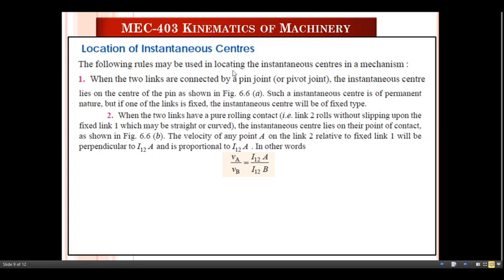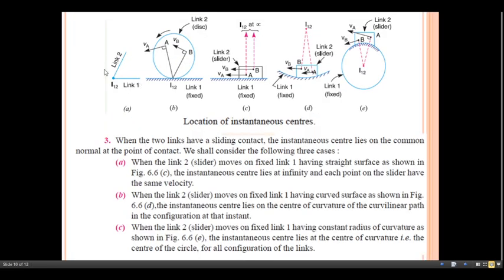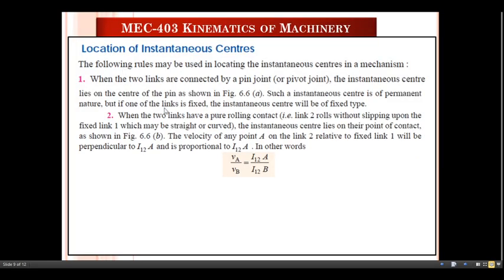The following rules may be used in locating the instantaneous centers in a mechanism. When two links are connected by a pin joint, the instantaneous center lies at the center of the pin. This will be clearer with the help of this diagram. When the two links are connected with each other, the instantaneous center will lie at the point joining the two links. This is the instantaneous center for such a case.